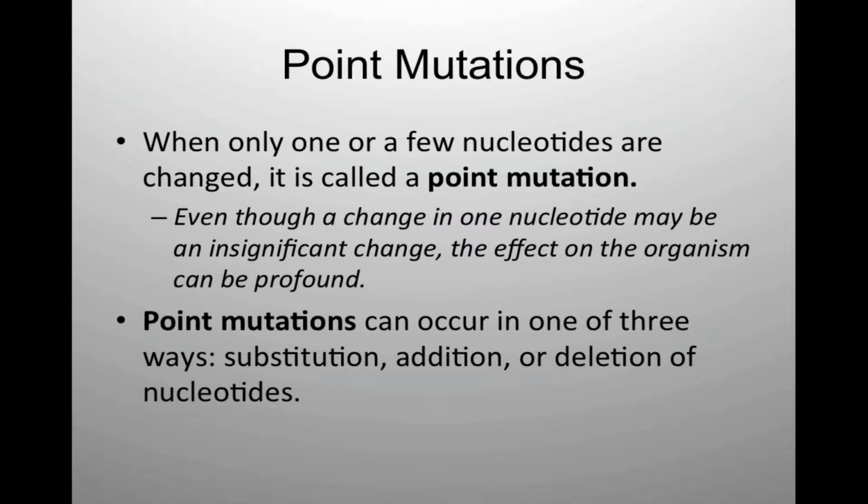So, point mutations. When only one or a few nucleotides are changed, it is called a point mutation. Even though a change in one nucleotide may seem insignificant, the effect on the organism can be profound, because even if one nucleotide is changed, that could ultimately change an amino acid, which can change the whole protein, either making a protein not function properly or maybe not even making the protein at all. Point mutations can occur in one of three ways: a substitution, addition, or deletion of nucleotides. We're going to take a look at examples of each of these.